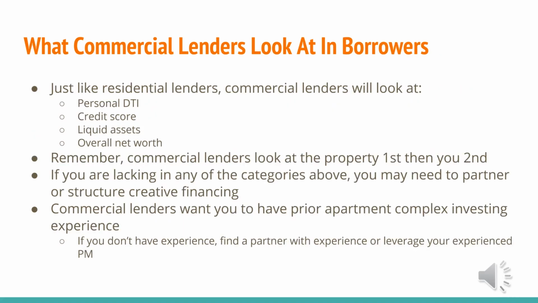Now I want to talk about what commercial lenders look at as the borrower. And just like the residential lenders, commercial lenders will look at your personal debt to income ratio. They want to see a good credit score. They want to see how many liquid assets you have, and your overall net worth. So with commercial lenders, they look at the property first, then you second. But it always makes a strong case if you have a good low debt to income ratio, a strong credit score, and a good net worth, right? So net worth is kind of the key.